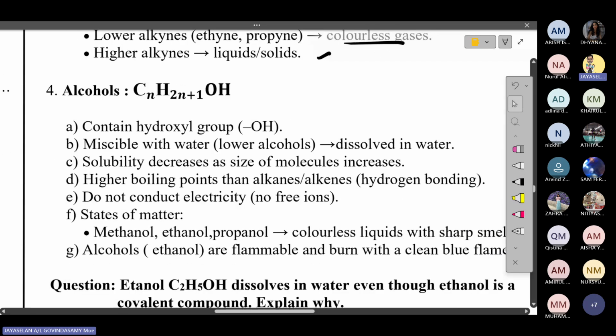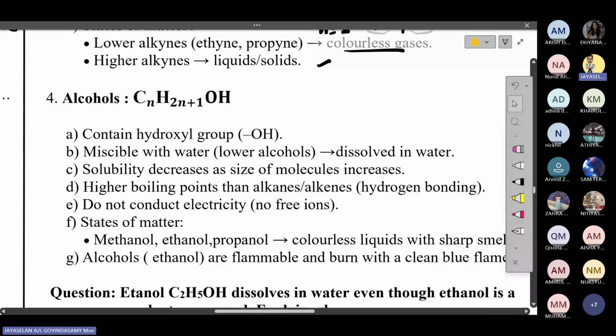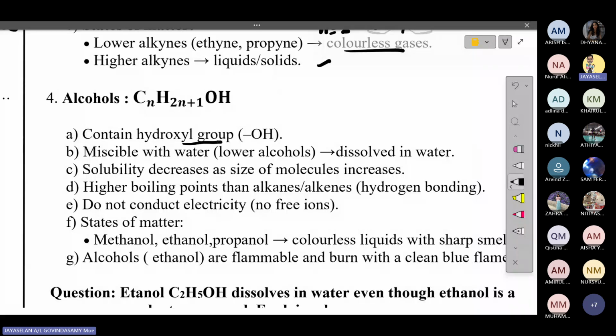Okay, alcohol, very important. Okay, alcohol, very important. So this alcohol contains hydroxyl group. Dia ada functional group OH. Dia dipanggil sebagai miscible in water. Okay, miscible in water means alcohol with lower or smaller size dissolves in water. Which one very dissolve in water? Methanol. Methanol and ethanol sangat larut dalam air.